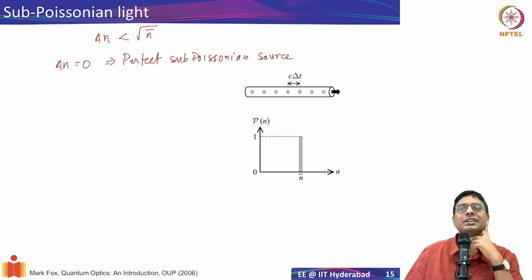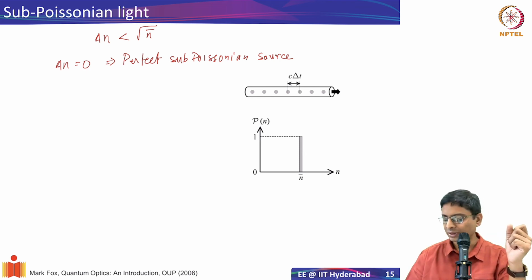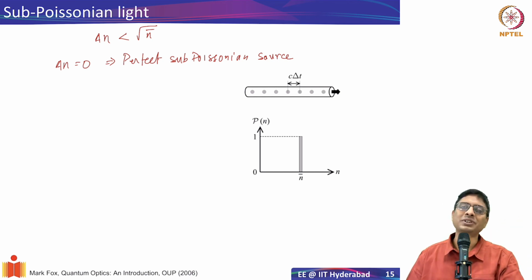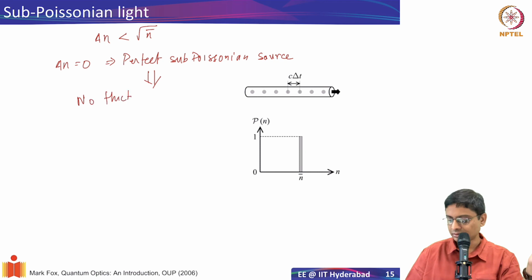If you think of a stream of photons, like in this case, he's showing you a beam segment of some length, the distribution of photons is perfect. That means each photon occurs at the perfectly precise time. There is no fluctuation. When you have no fluctuations at all, then of course delta n is going to be 0. A perfect source is one where you have no fluctuations in photon arrival time.